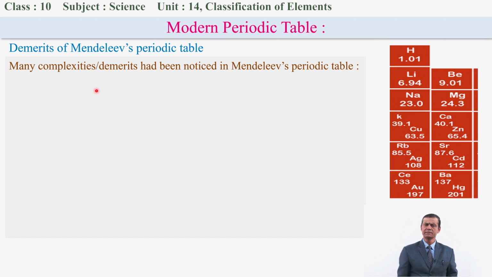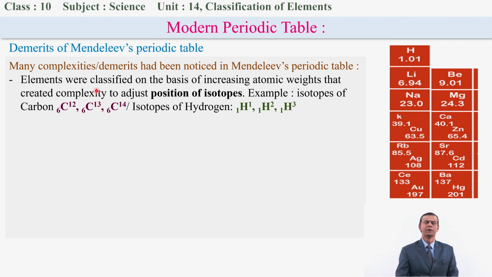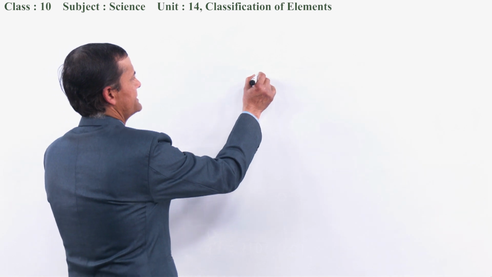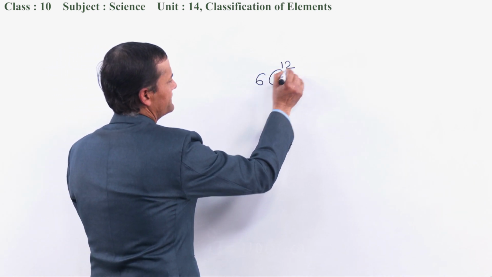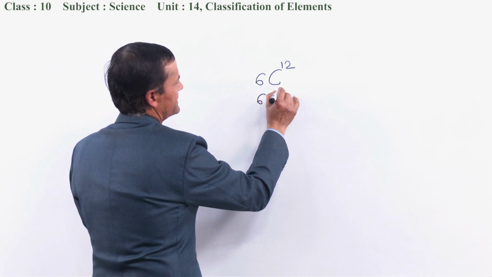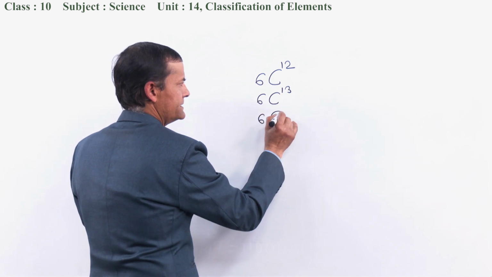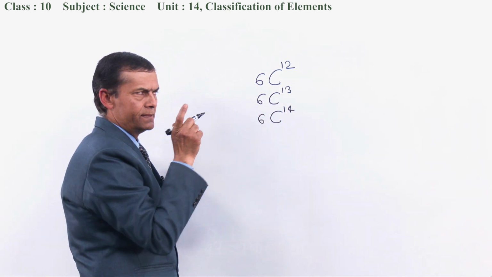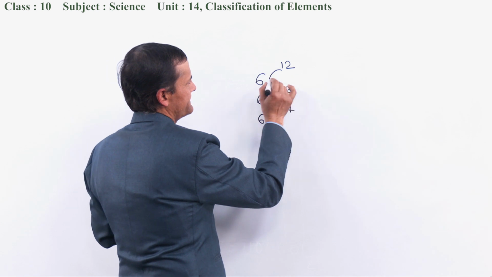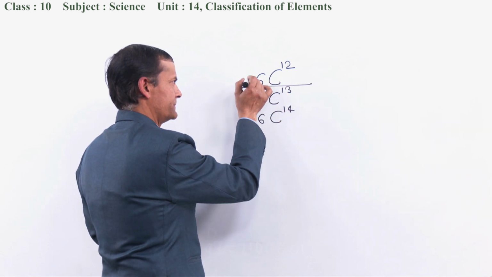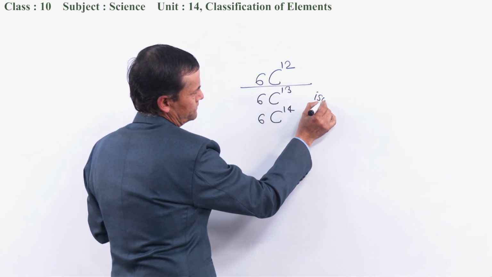Many complexities or demerits had been found in Mendeleev's periodic table. So some of the demerits are here. Look at it. The first demerit is the position of isotopes. Do you know isotopes? Here is the given symbol of the element. Look here, 6C12, 6C13, 6C14. What do you understand by this symbol? Yes, this is carbon isotopes. Do you know isotopes of carbon?